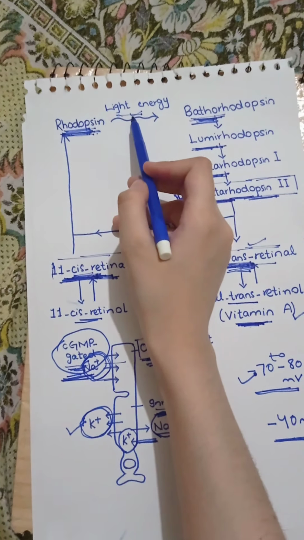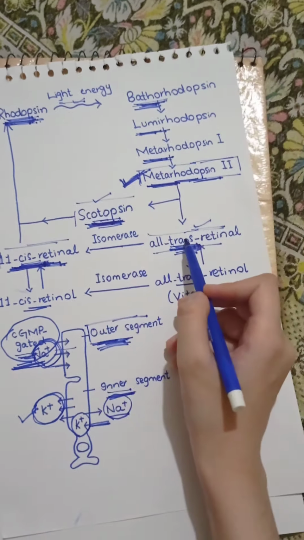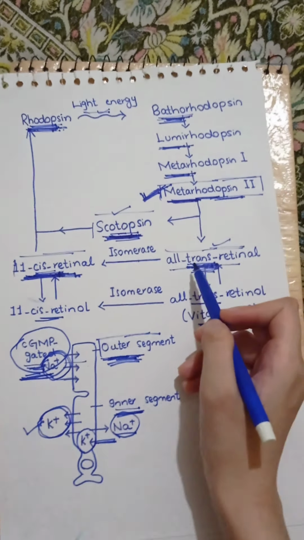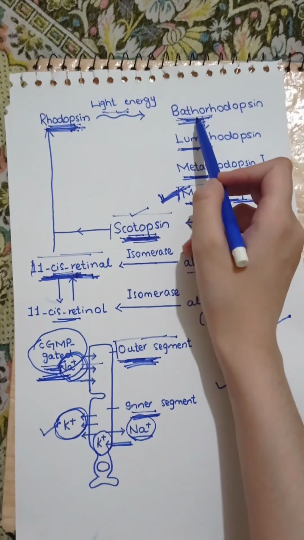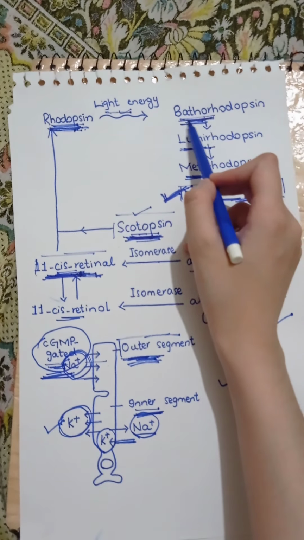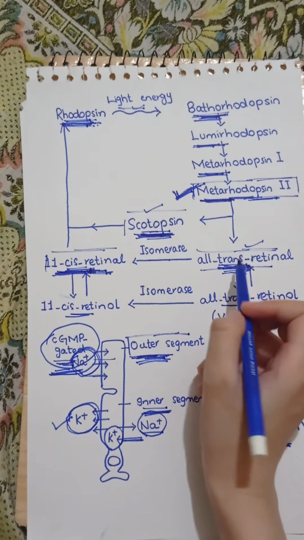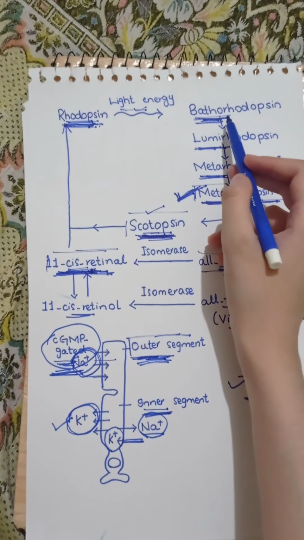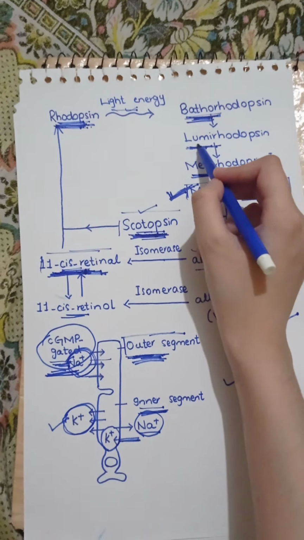When the light falls on rhodopsin, this rhodopsin breaks down into scotopsin and all-trans retinal, and it occurs in a number of steps. Intermediate products are formed. So first of all, beta-rhodopsin is formed, which is a partially split combination of scotopsin and all-trans retinal, and it is unstable, so it breaks down in nanoseconds into lumirhodopsin.